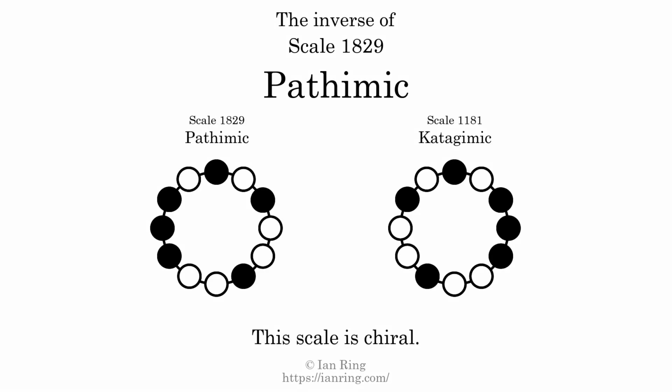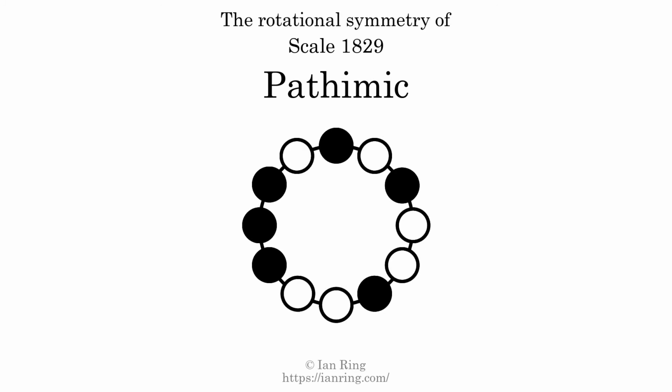The inverse of a scale is a mirror image. It is what you get when the sequence of intervals is reversed. The inverse of this scale is scale 1181, also known as categymic. This scale is chiral. It cannot transform into its inverse by rotational transformation. This scale has no rotational symmetry.